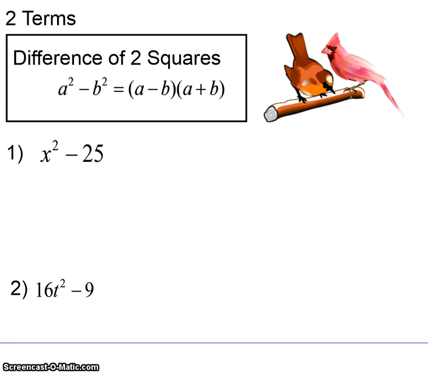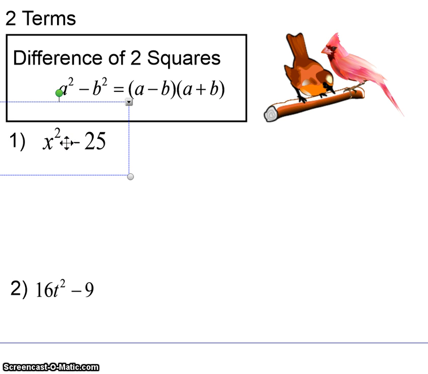This is pre-calculus notes on factoring difference of two squares. All right, so anytime you've got a polynomial with two terms and both terms are perfect squares, and it's a difference, that means a subtraction, you can use this formula for the difference of two squares.